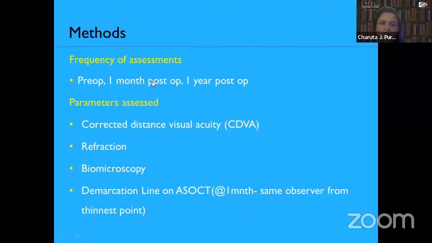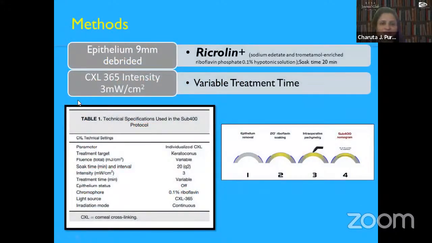They were assessed at 1 month and 1 year postoperatively, and assessments included corrected distance visual acuity, refraction, biomicroscopy, and the demarcation line, which was assessed at 1 month. This was assessed by the same observer, and the measurements were taken from the thinnest point of the pachymetry.